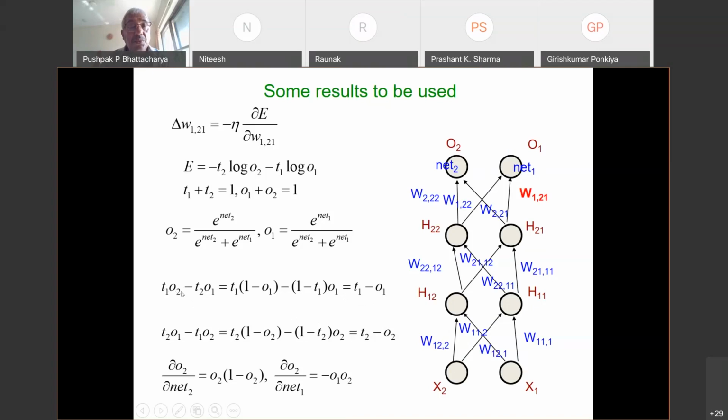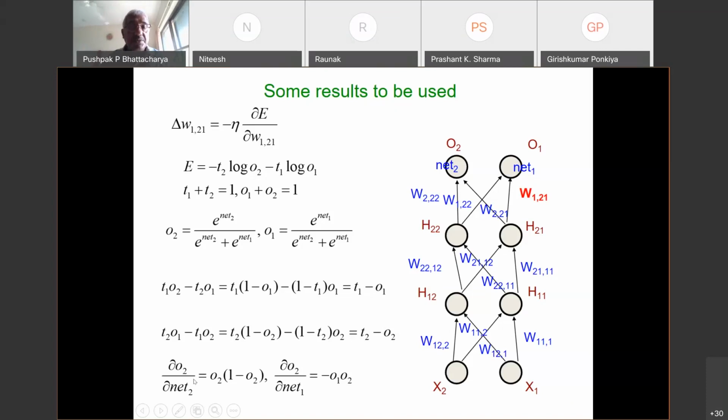So T1 O2 minus T2 O1 comes out to be T1 minus O1, the difference of target from observed. Similarly, T2 O1 minus T1 O2 is equal to T2 into (1 minus O2) minus (1 minus T2) into O2. This is equal to T2 minus O2. So this is very nice. The difference of cross products with respect to target and observed is equal to the difference of target and observed. This is a result which will be used again and again.